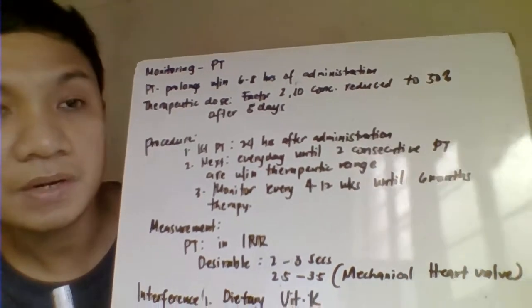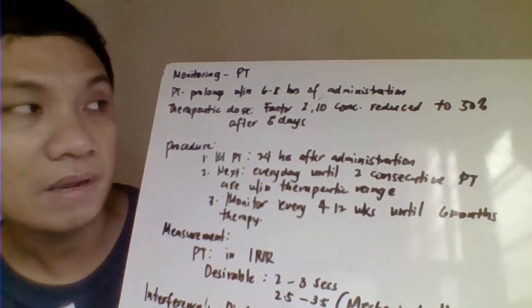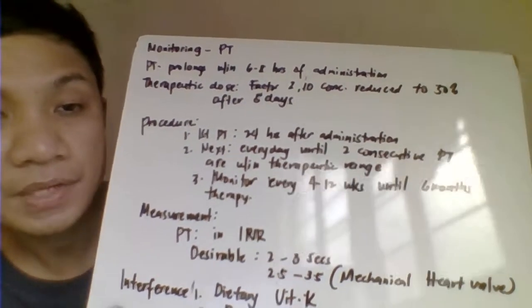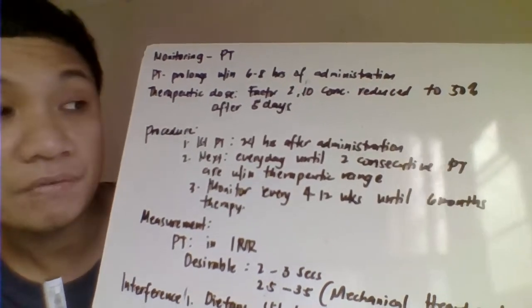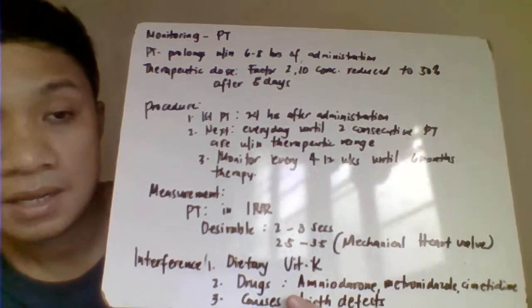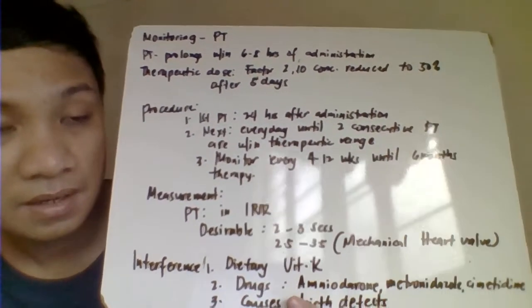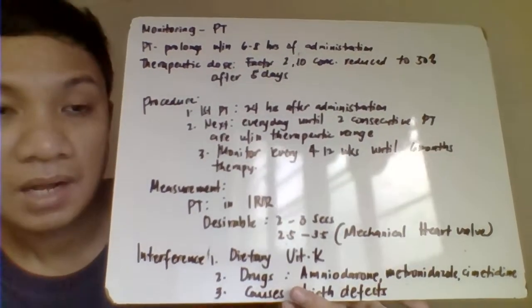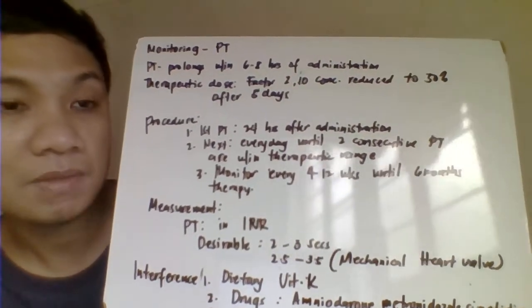Therapeutic dose here is being reached as soon as the factor 2 and the factor 10 concentration are reduced by 50%, which is achieved after 5 days. So the entire therapy here of your Coumadin is almost 6 months. Okay, so within the 6 months, how are you going to monitor the prothrombin time of the patients?